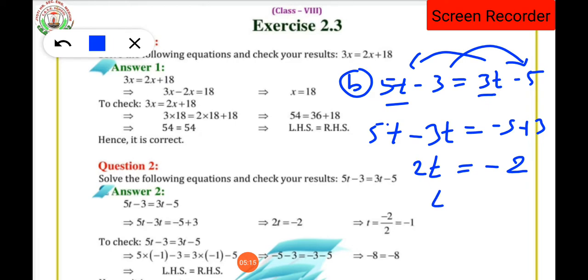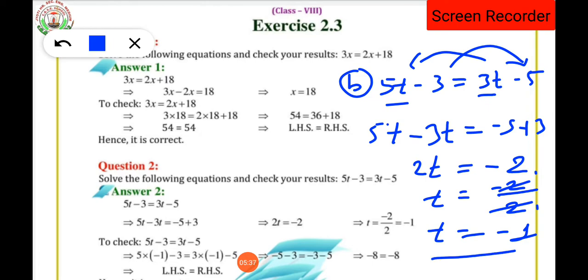Clear? Now t is equal to minus 2 upon 2. So here, 2 ones are 2, and the 2 will get cancelled from the numerator and denominator. So t is equal to, we will get the answer as minus 1. Have you understood up to here? So what is the value of t we are getting here? The value of t we are getting is minus 1.